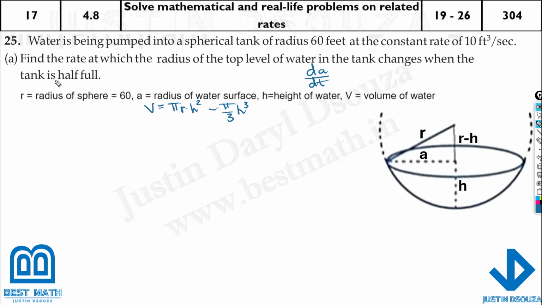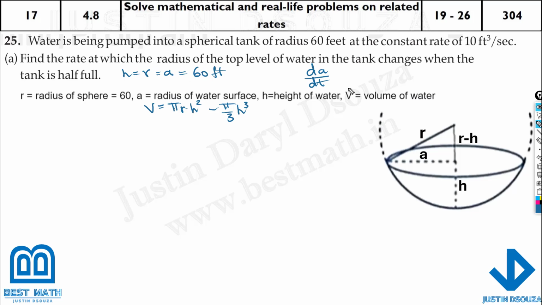And they have also told when the tank is half full, that means it must be exactly half full. When the tank is half full means H is equal to how much? Is equal to the radius of the sphere, isn't it? Is equal to the radius of the sphere. And you can go ahead as well. If it's half full, even this is going to be equal to the radius of the water. That all is given as 60 feet.